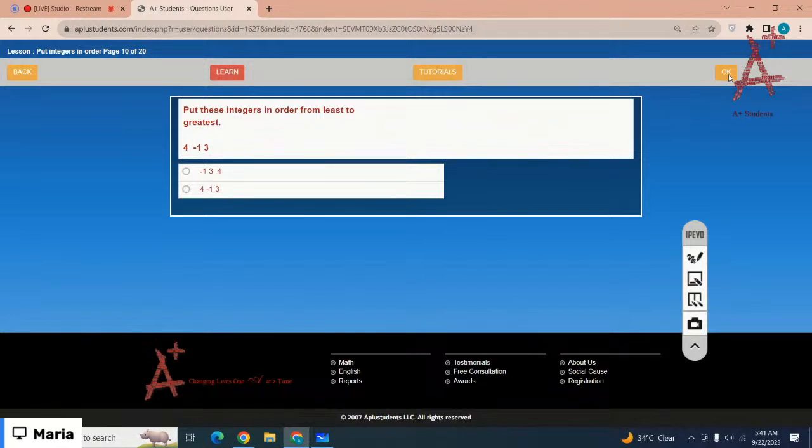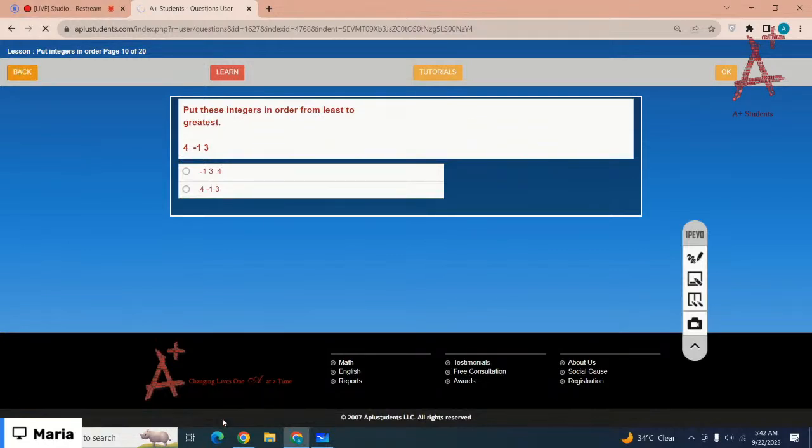Put these integers in order from least to greatest. So which is the correct option? The correct option is negative 1, 3 and 4, right? Okay, you can complete the lesson by yourself later today.